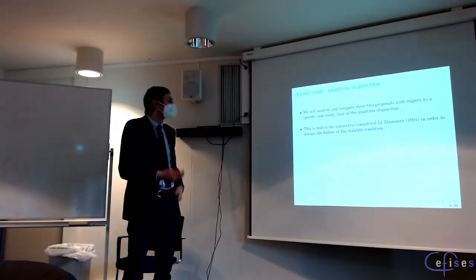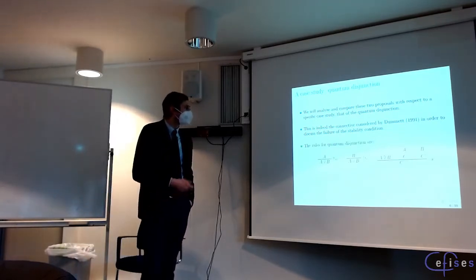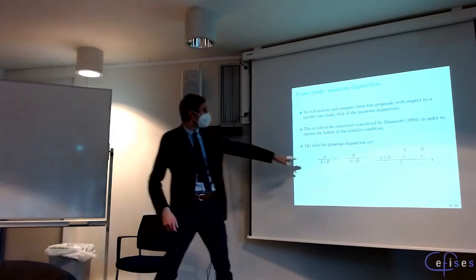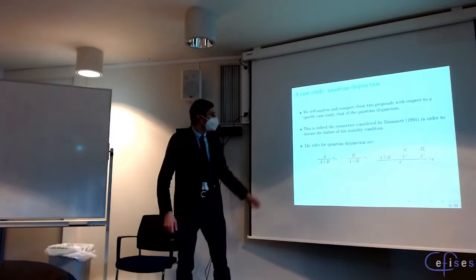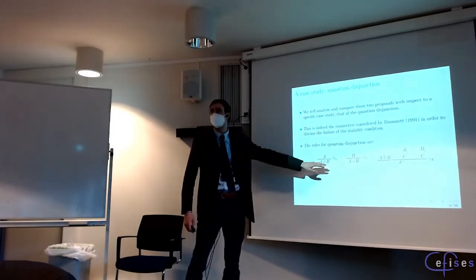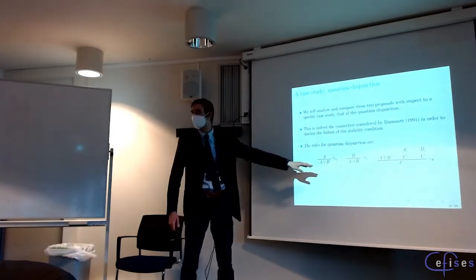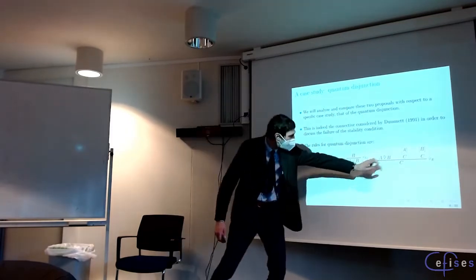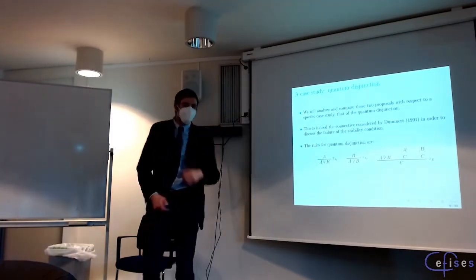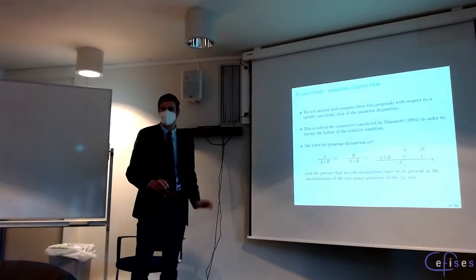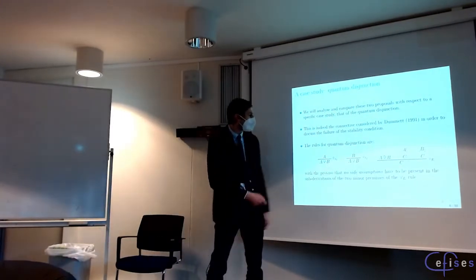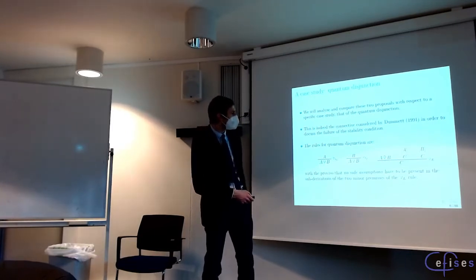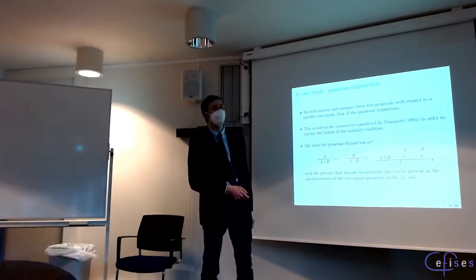Now, which are the rules for quantum disjunction? Well, they are the following. Let's start from the introduction rule. You have two introduction rules, which are exactly the same as the standard introduction rules for disjunction. Then you have the elimination rule, which is very similar to the elimination rule of standard disjunction, with a difference. There is a proviso, and the proviso is that no side assumption has to be present in the subderivations of the two minor premises of this rule.